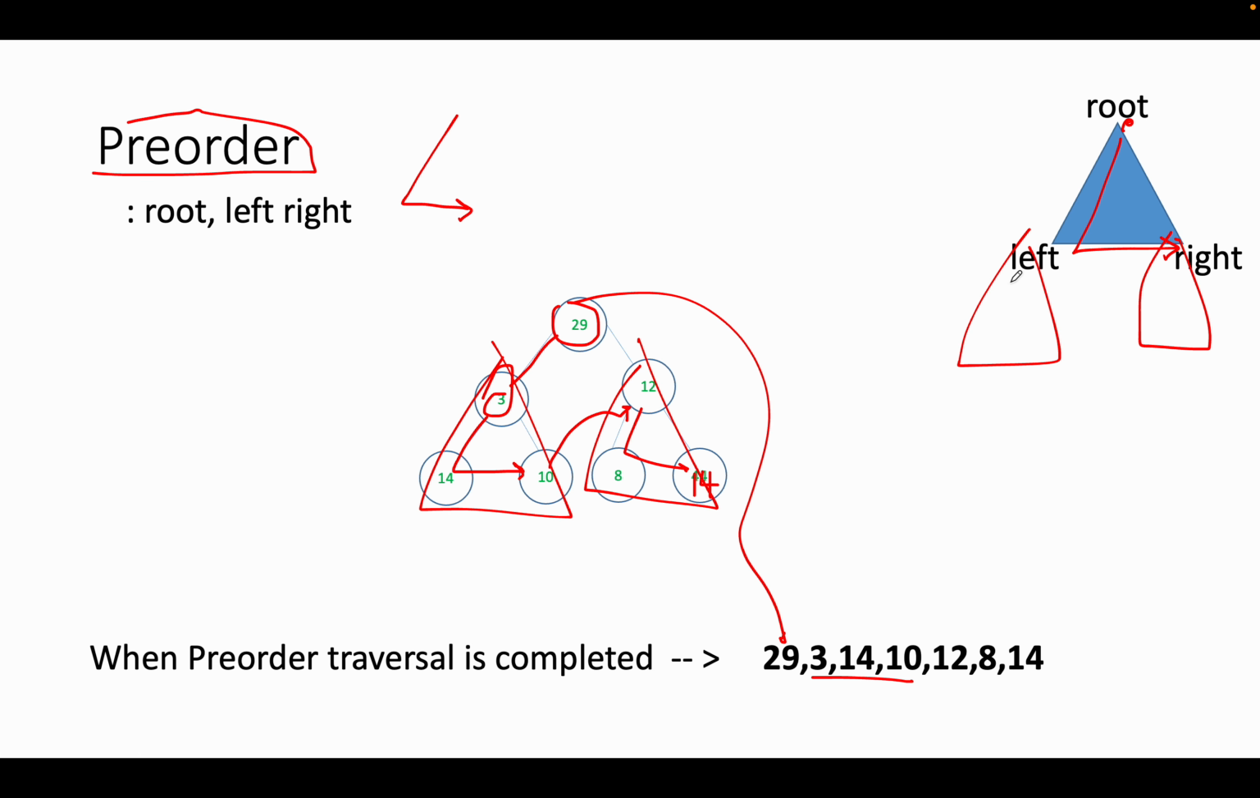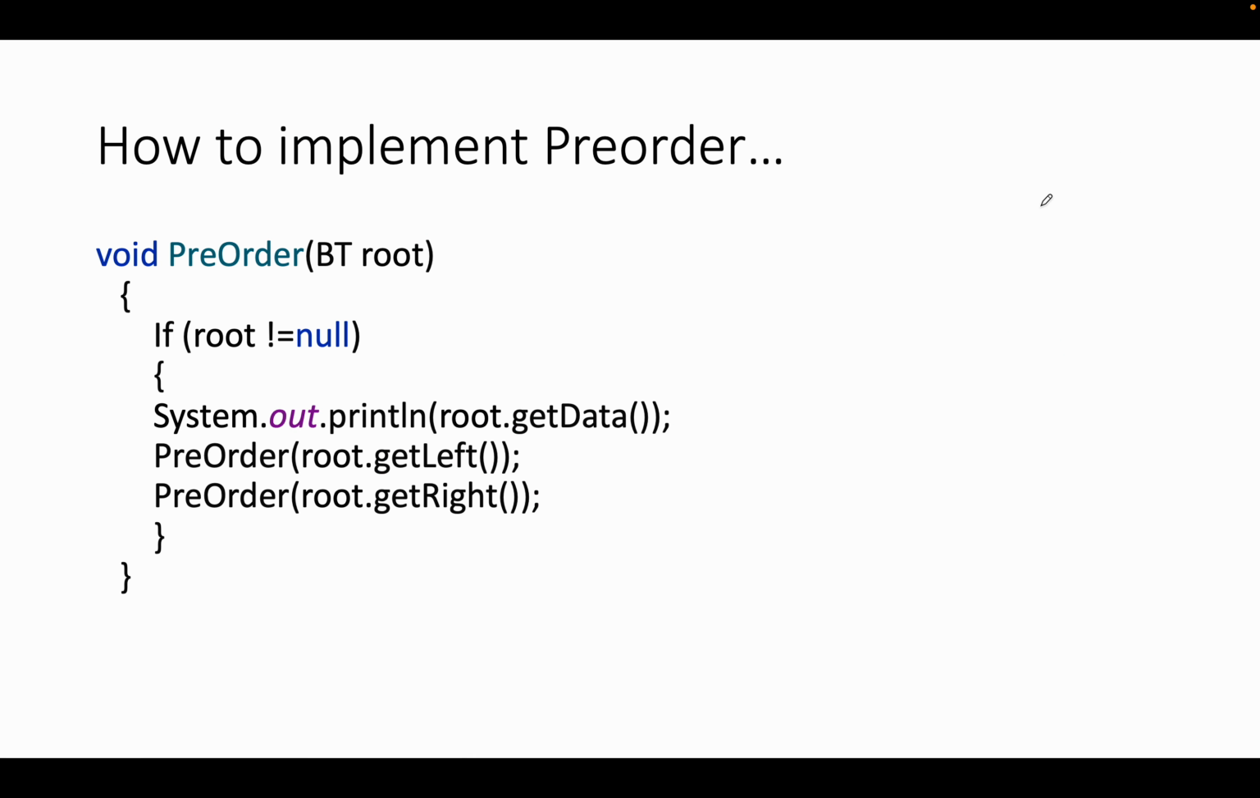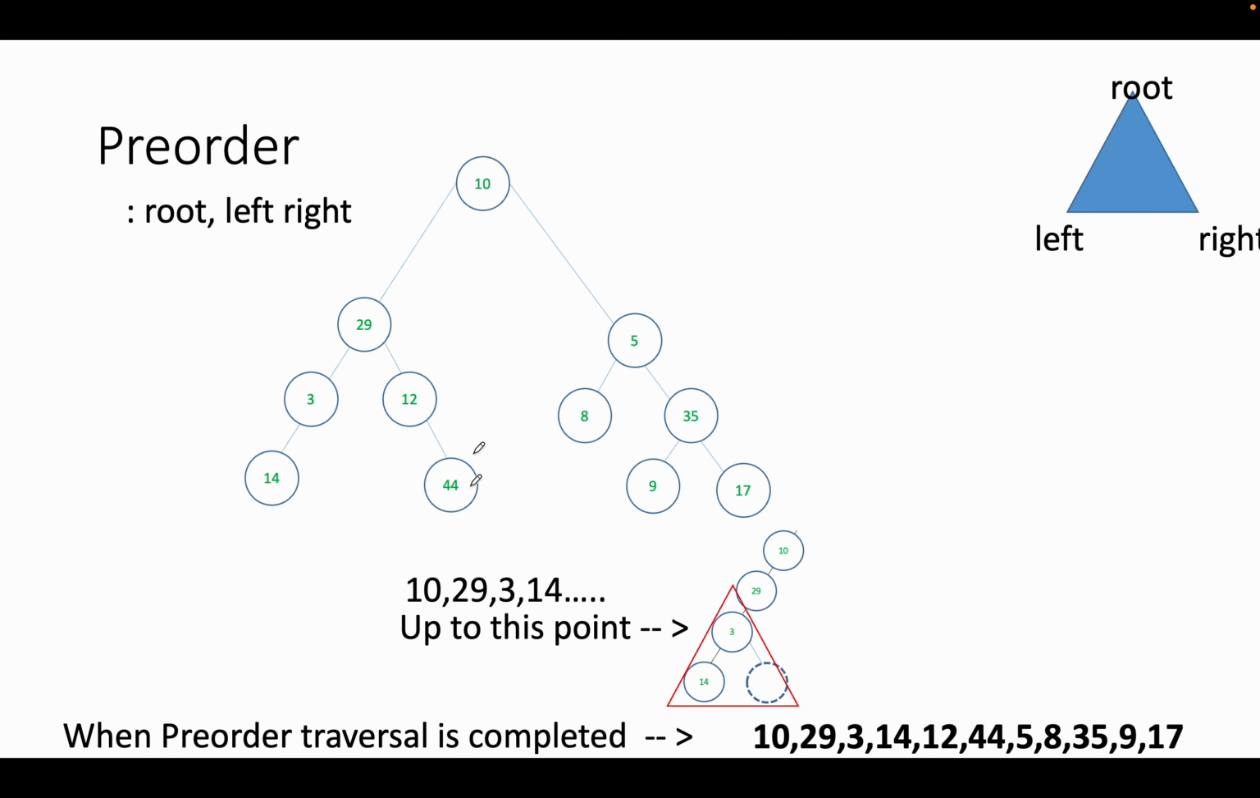In the left subtree, we also access from the root, left, and right as well. If the left subtree and right subtree have their own left subtree and right subtree here, again, we're going to access from the root, left, and right. So this is how recursion works. So it's going to be like get data, get left, and get right from the root.